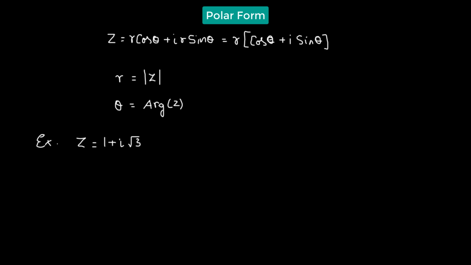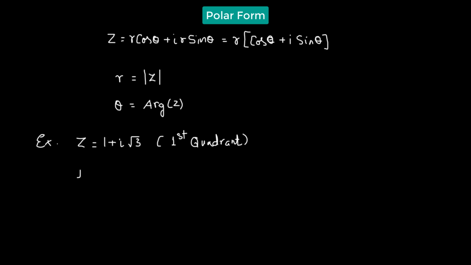Now we know that this complex number lies in the first quadrant. That's because the real value as well as the imaginary value are both positive. So when both the real and the imaginary parts of a given complex number are positive, then they are going to lie in the first quadrant of the Argand plane.